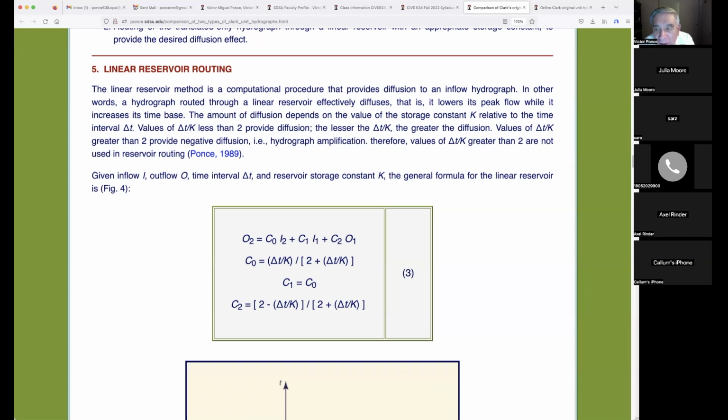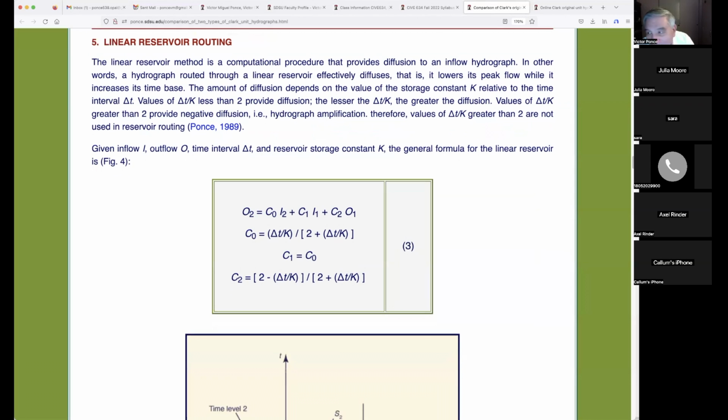Values of delta T over K greater than 2 provide negative diffusion, meaning you can't use it. Because delta T over K greater than 2 means that the K is too small. And the K cannot be too small because it would not be a reservoir. It has to be a certain amount for it to store. That's why it blows up. It could blow up in your face, by the way. You could get really wild answers, negative answers, or some wild things happening.